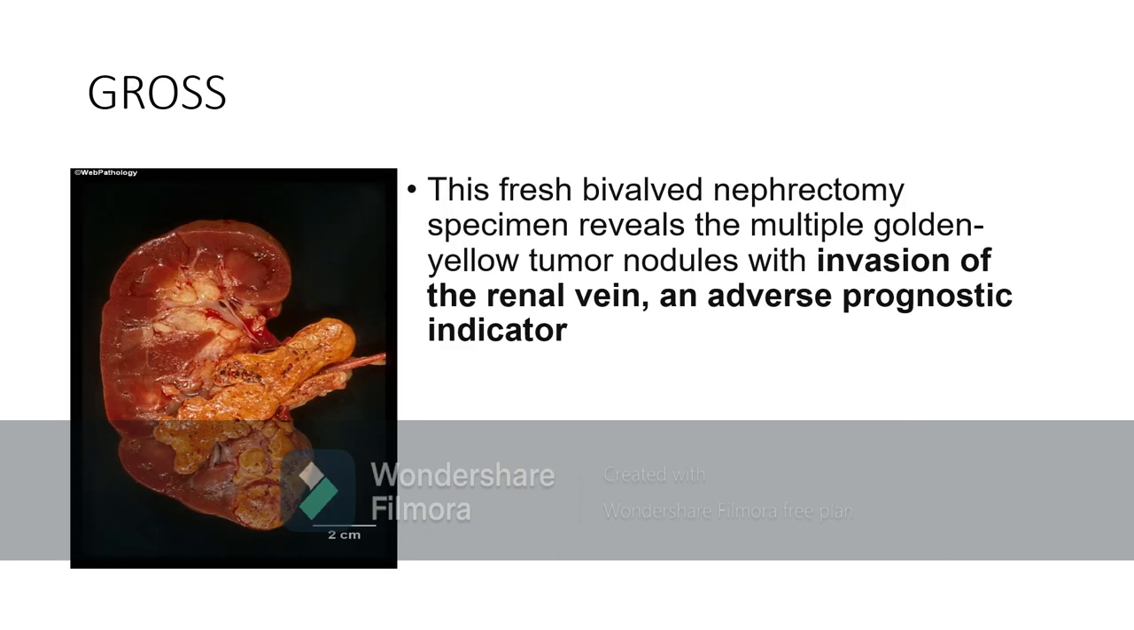This is a gross picture showing a bivalved nephrectomy specimen which reveals multiple golden yellow tumor nodules. So you can see the golden yellow tumor nodules here. This is the kidney structure, this is the cortex, and this is the medulla. So you can see the golden yellow, well circumscribed nodular structure, and invasion of the renal vein is an adverse prognostic indicator. So for the prognosis, the vein invasion is very important.